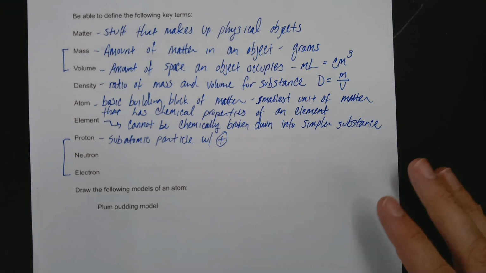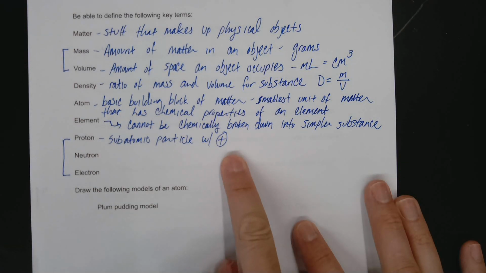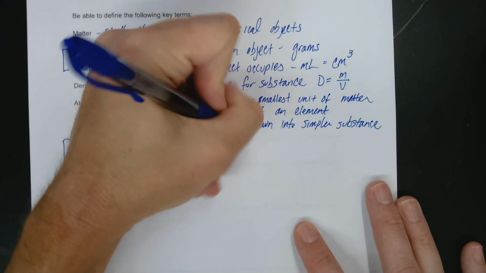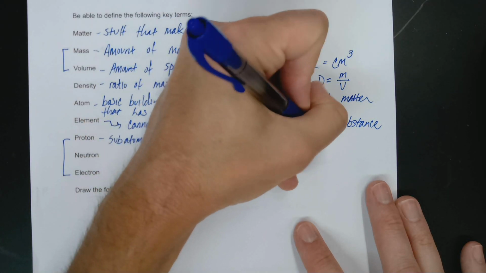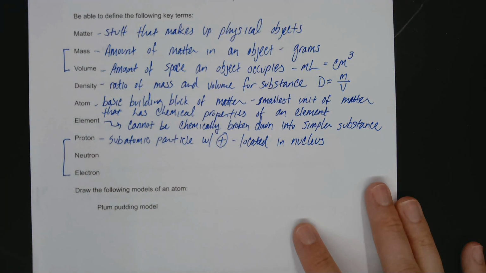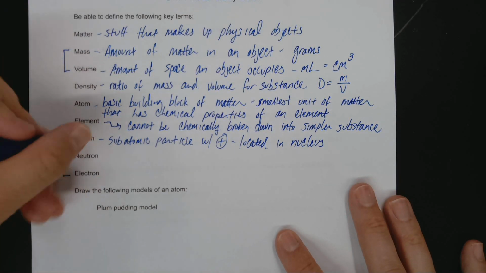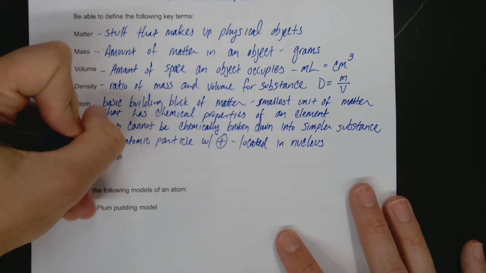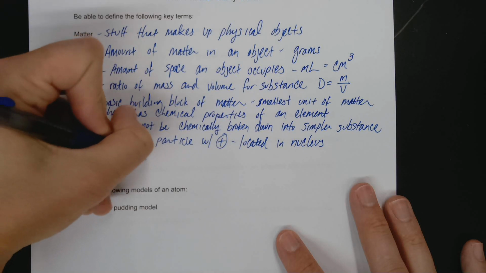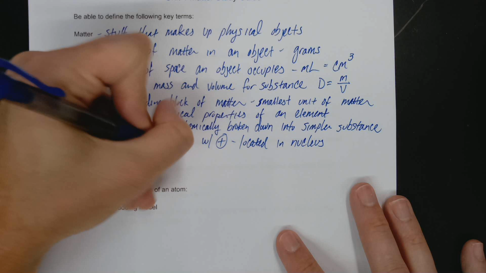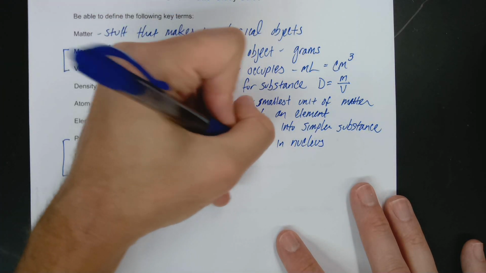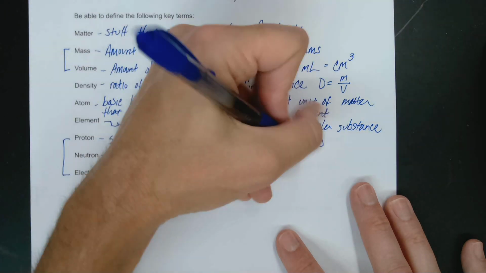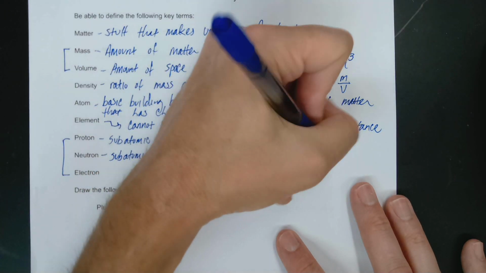All right, sorry about that. So protons are a subatomic particle with a positive charge. And they're located in the nucleus. Neutrons are subatomic particles with a neutral charge. And they are also located in the nucleus of the atom.